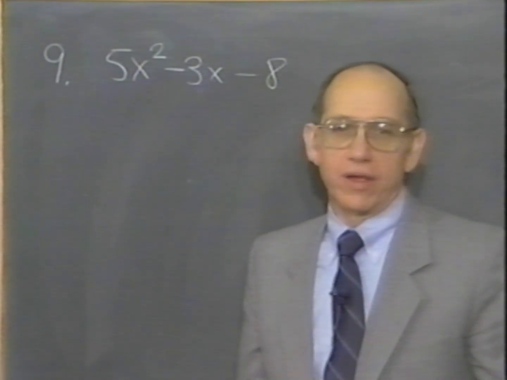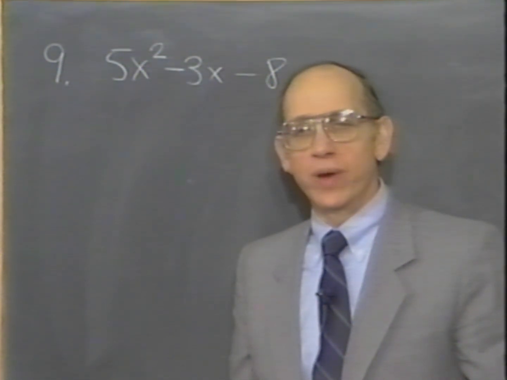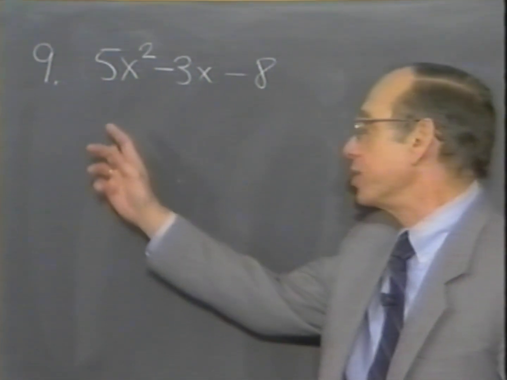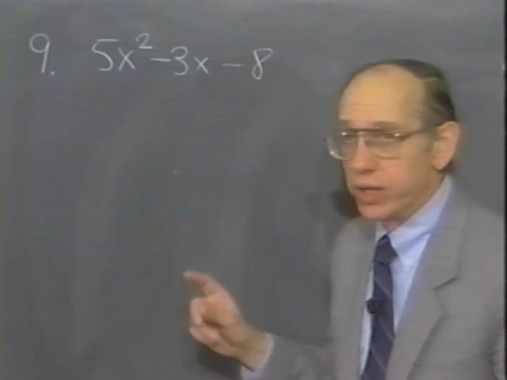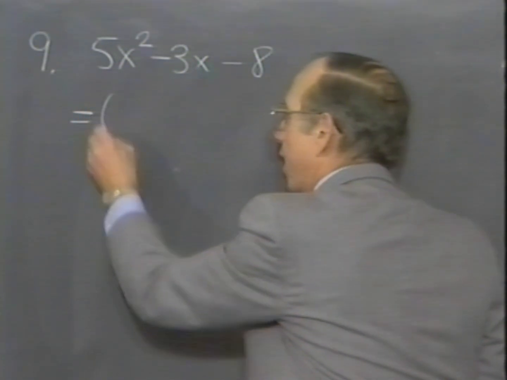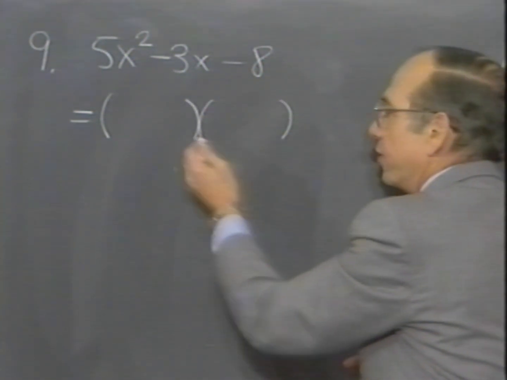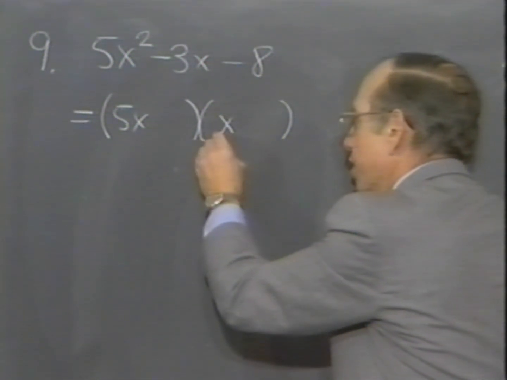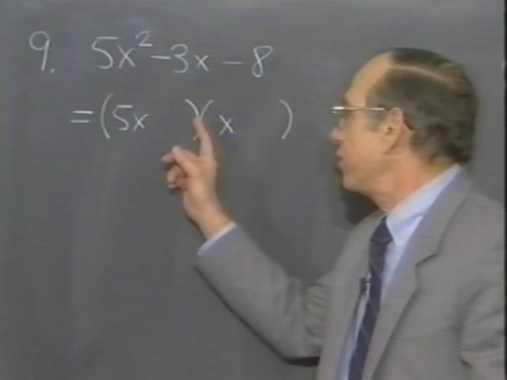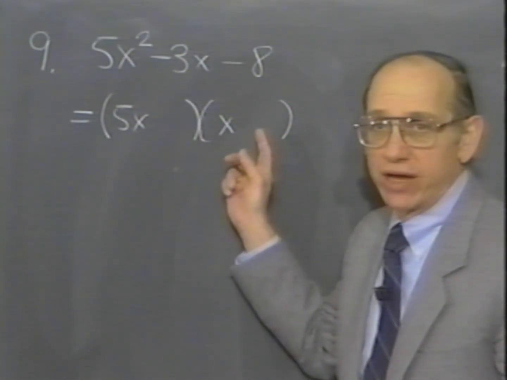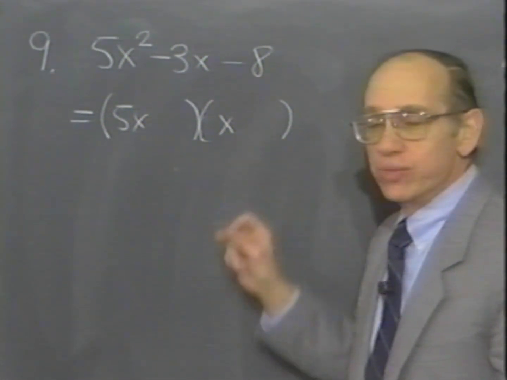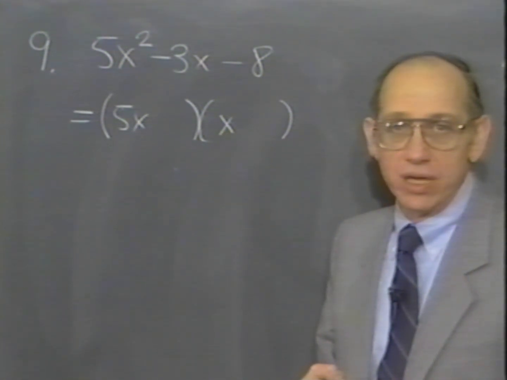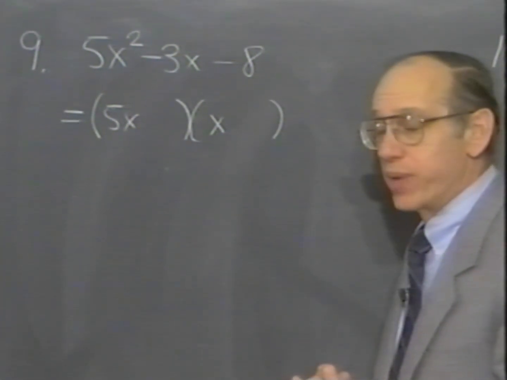Number 9, factor 5x squared minus 3x minus 8. Once again, we have a trinomial where the leading coefficient is not 1. So we expect to find factors that look something like this: 5x in one factor and x in the other. Now, what about the constant terms in these two factors? Well, their product has to be minus 8. So one of them has to be negative and one has to be positive. And let's see what the possibilities are.